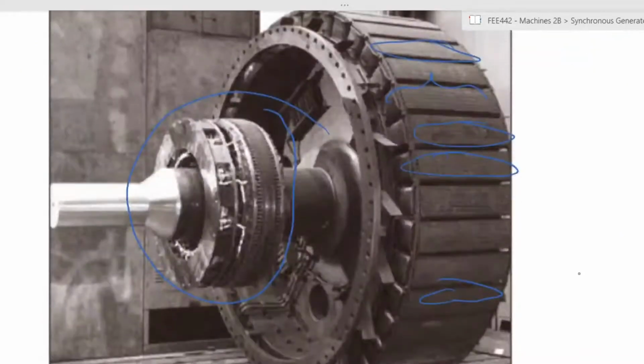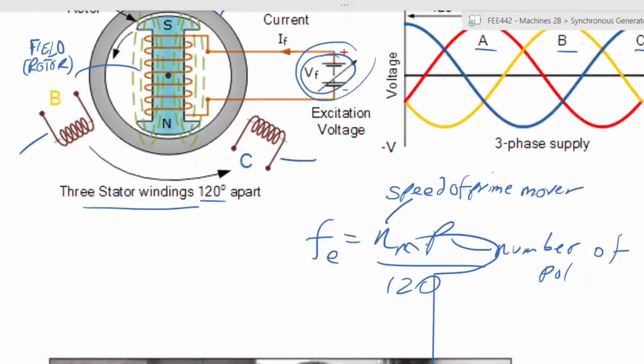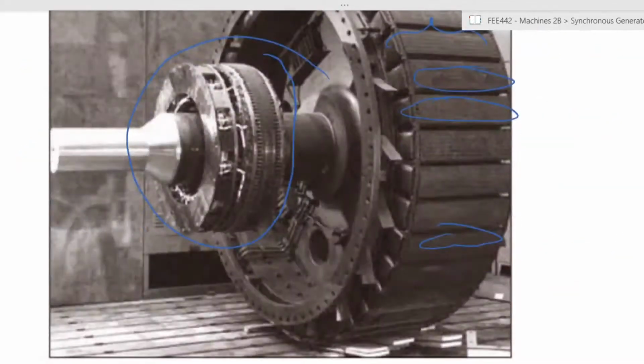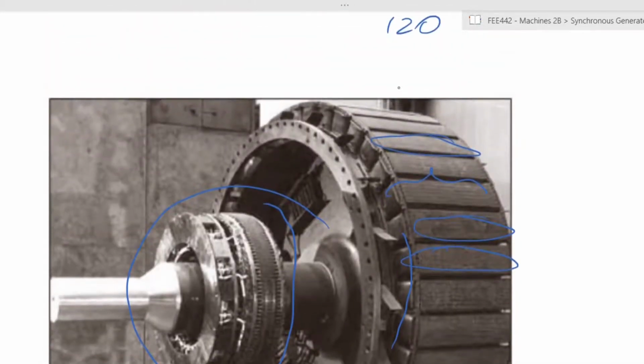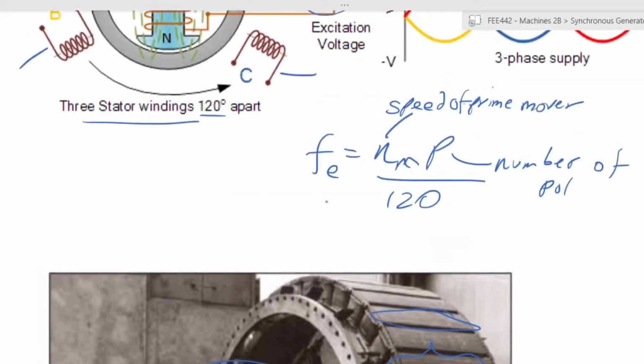So in the case of a machine like this, you have a large number of poles all over the machine itself. That means that such a machine would be able to be rotated at a very slow speed while still being able to create the frequency that we would require, which is of course generally 50 hertz as per the Kenyan standards. So now let's look a bit at the excitation.